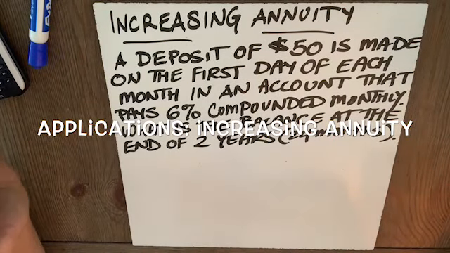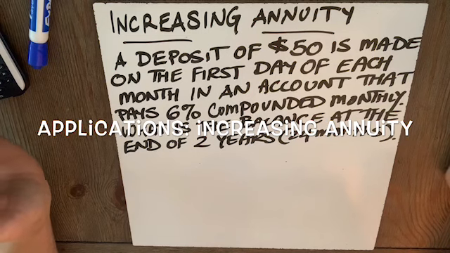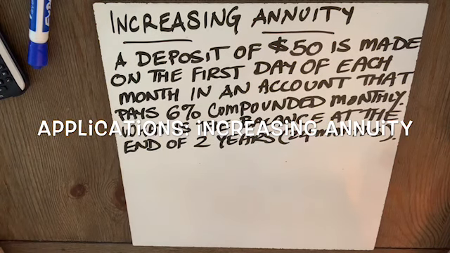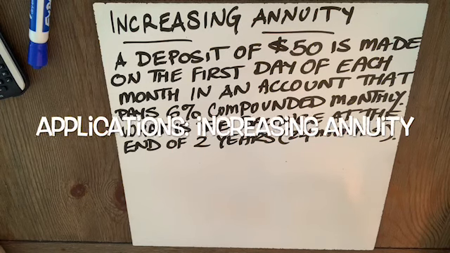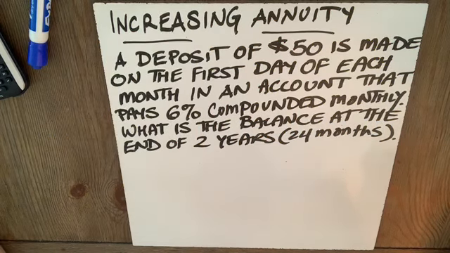Let's do a problem that involves the application of sequences and series. A deposit of $50 is made on the first day of each month in an account that pays 6%, compounded monthly. What is the balance at the end of 2 years, which is 24 months? So let's say we started that in January of 2020.